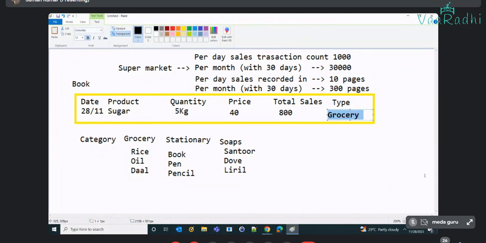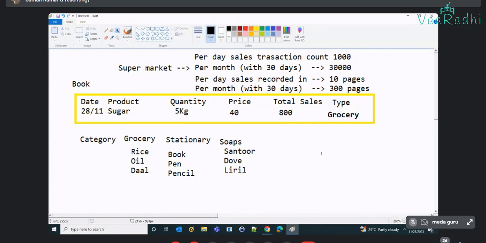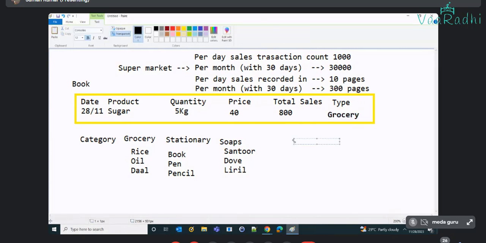Now, if I ask you, give me a report for a month on product category, product type, like this: grocery, stationery, soaps. Give me a category wise report. What is the total sales for the product type wise report for a month?